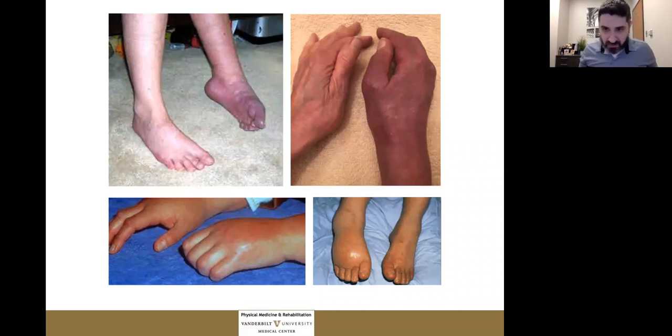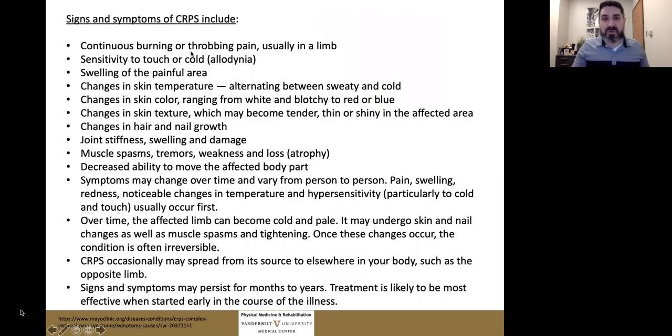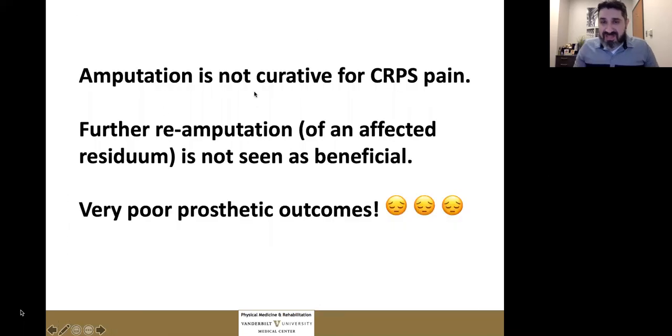And they're highly intolerant, right? And it can cross over to another limb. Very, very debilitating. So: continuous burning or throbbing pain, usually in the limb, sensitive to touch or cold, swelling, changes in skin temperature, skin color, skin texture, in hair and nail growth, joint stiffness, muscle spasms. So the thing to understand with all this is that amputations are not curative for CRPS pain. You need to understand whether this is in play for your patient.